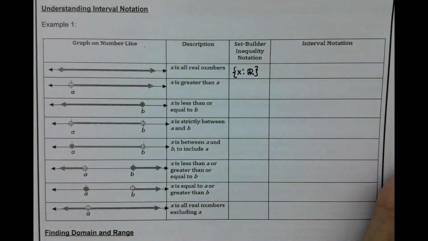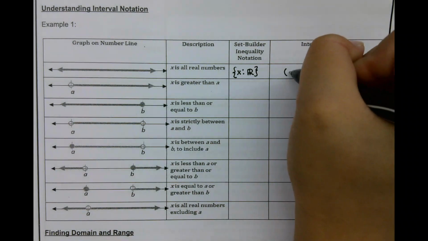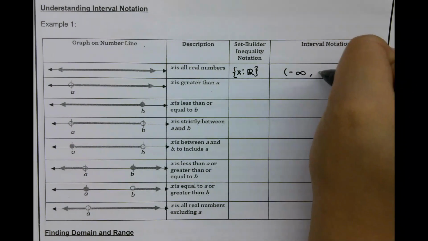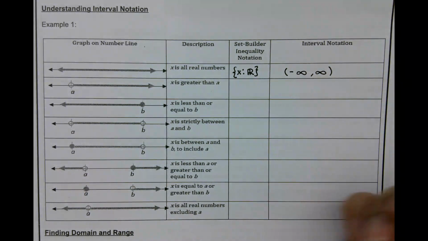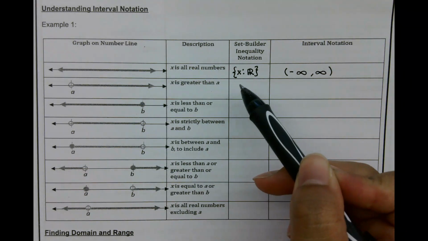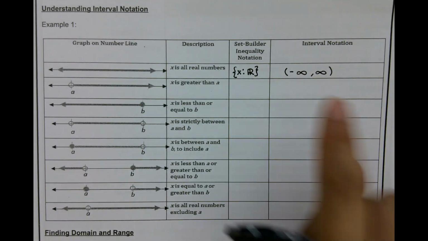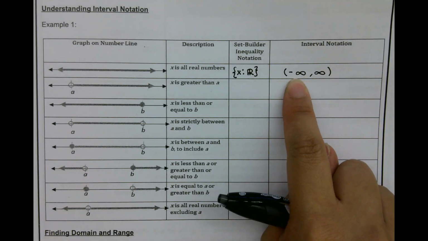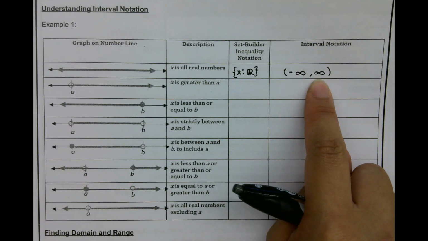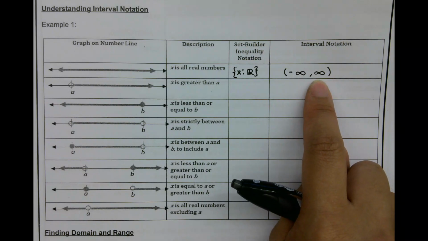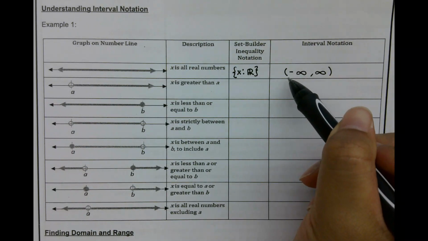If I were to write it in interval notation, I would write it like this: negative infinity, comma, infinity. So it covers all my numbers from negative infinity to infinity, which is all possible numbers. You always start with the smaller one and end with the bigger one. If it is an infinity, you use parentheses to surround it.